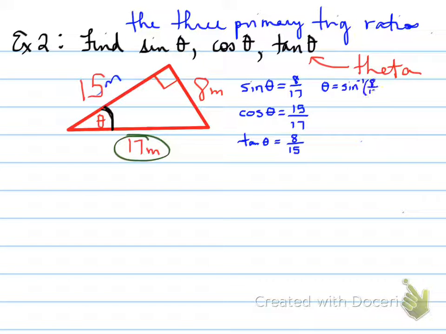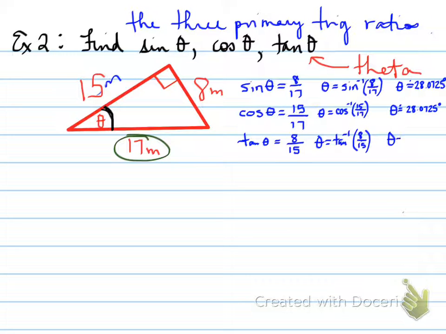So, if I did sine inverse of 8/17, I'm going to get 28.0725. If I take the cos inverse of 15/17, I'm going to get 28.0725. And then if I take the tan inverse of 8/15, I'm also going to get 28.0725. Why is that the case? That's right. Hopefully you're thinking, well, it better be the same value because this angle is the angle we're talking about. So you don't have to do all three to find the value of theta. You only need one of these. Any one of these would have found out that the angle is 28.0725.